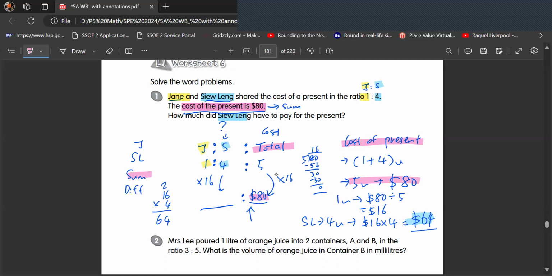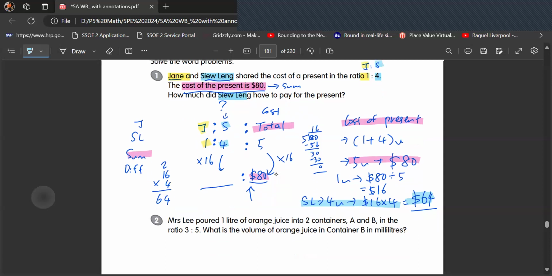So the first mark comes with finding out that 1 unit is $16. The second mark comes with being able to find Xiuli is 4 units, and 16 times 4. So altogether, this can be a 3-mark question. Okay, Ken? Still okay?